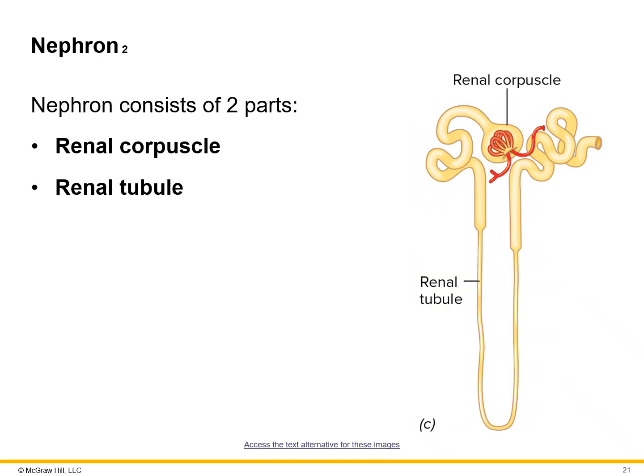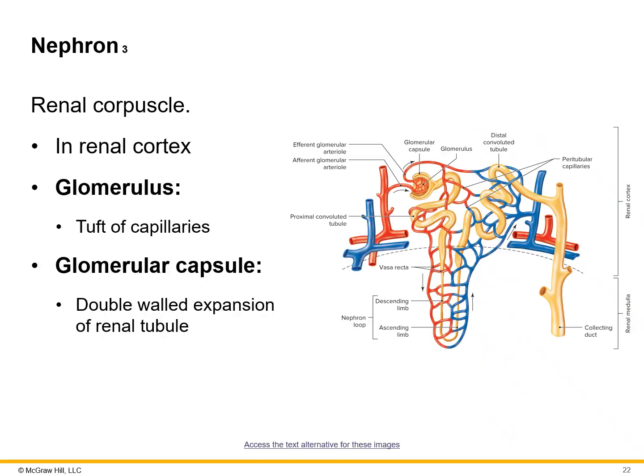Okay, so your nephron does consist of two parts. You've got your renal corpuscle and your renal tubules. Make sure you know that. Okay, so part of your nephron is the glomerulus, and this is just a tuft of capillaries, so to speak.